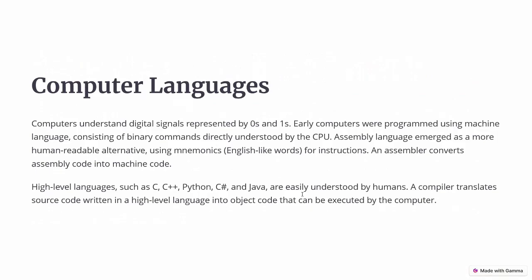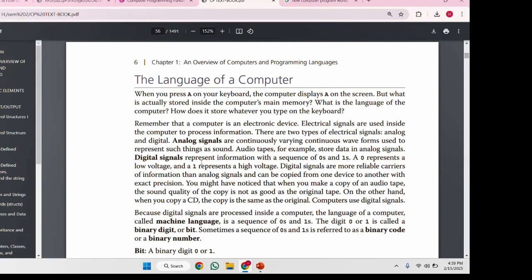Computer language. Computers understand digital signals represented by zeros and ones. Early computers were programmed using machine language, consisting of binary commands directly understood by the CPU. Assembly language emerged as a more human-readable alternative. The language of computer. When you press A on your keyboard, the computer displays A on the screen. But what is actually stored inside the computer's main memory?